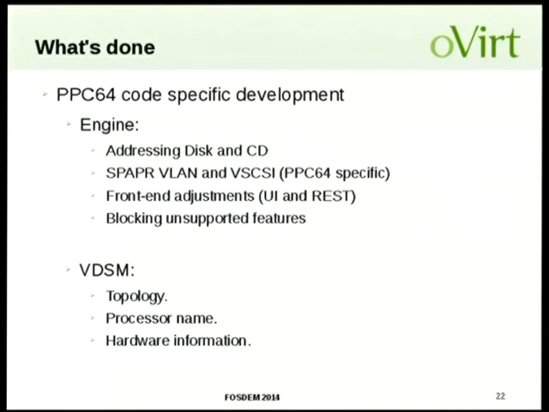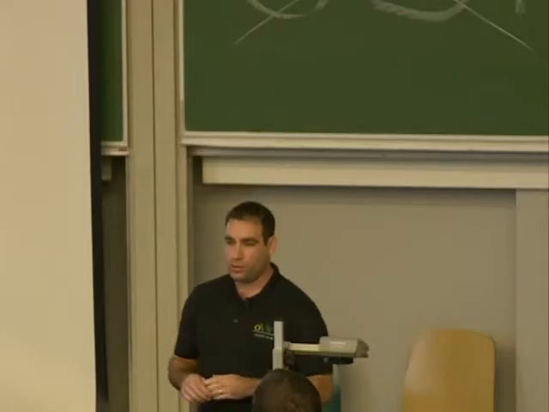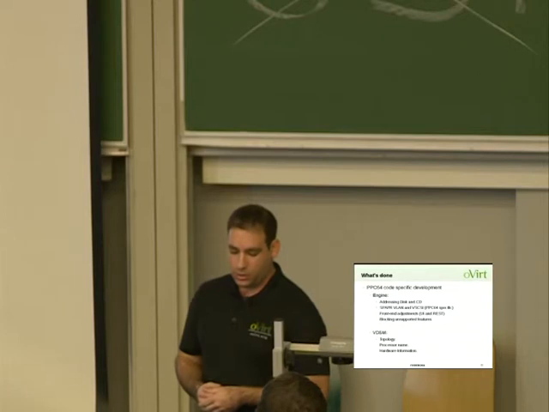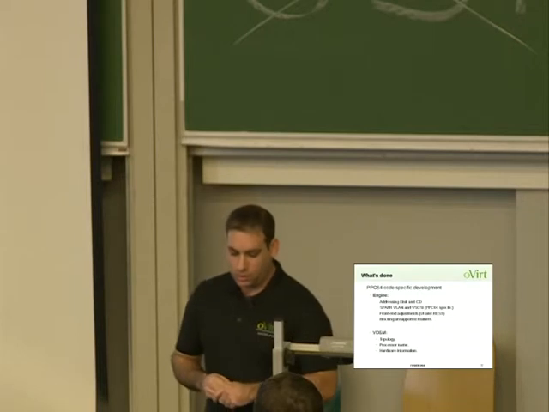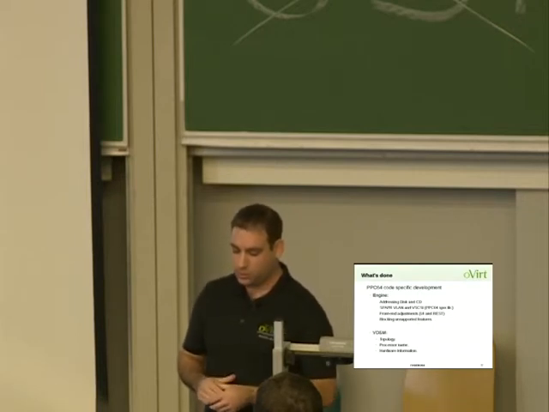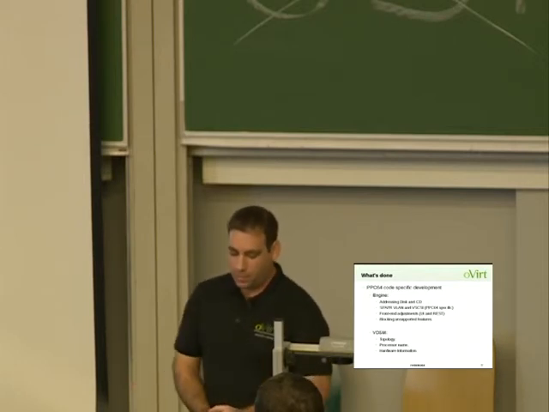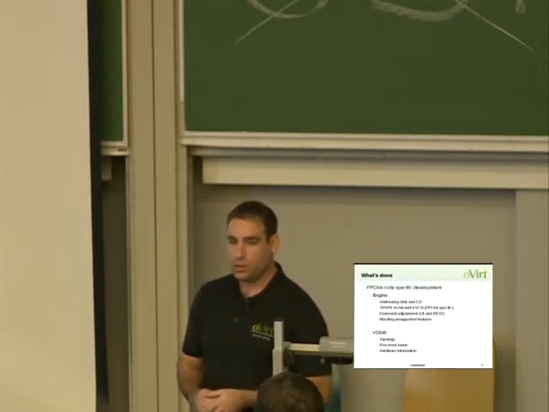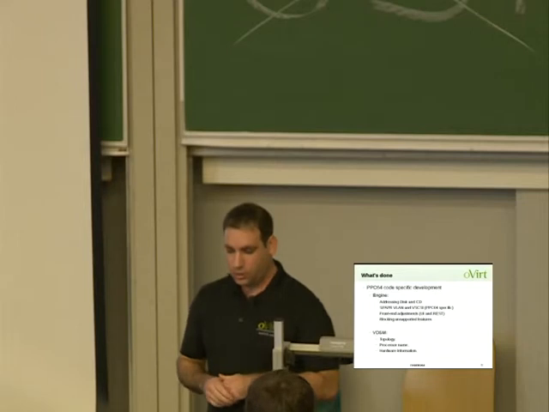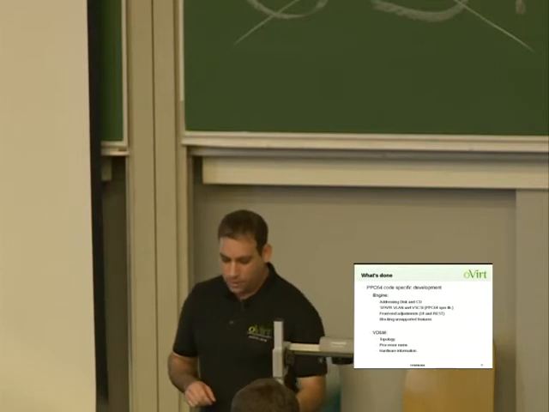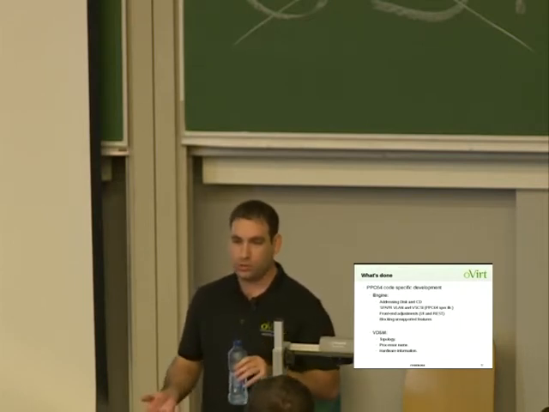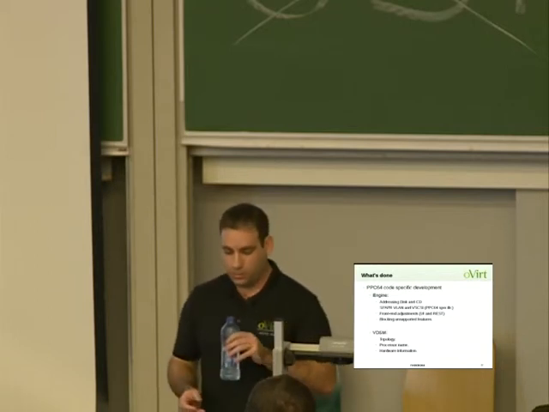So, the specific code that had to be done. First is the specific addressing that I talked about before, because the PCI addressing in PPC 64 is different than x86. I will show that. Also, we added the specific PPC 64 devices for VLAN and vSCSI, the SPAPR, or however you pronounce it. There were a lot of front-end adjustments, which I will show you right after, to filter out only the relevant choices for PPC. And as I said before, we had to block unsupported features such as snapshotting and migration.